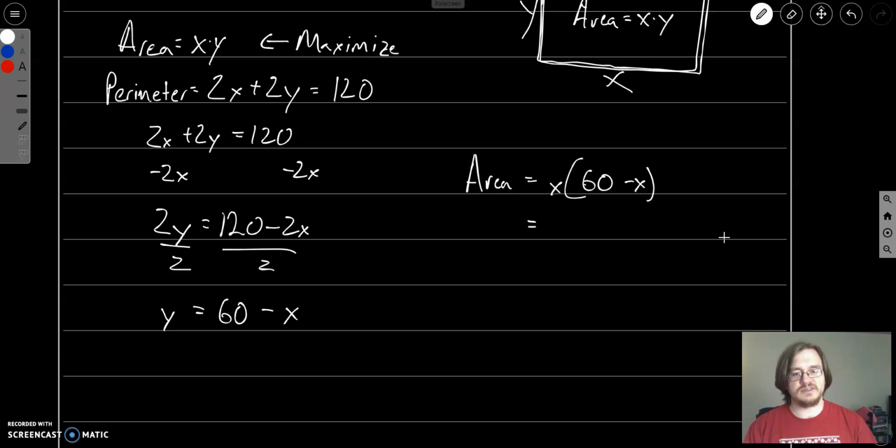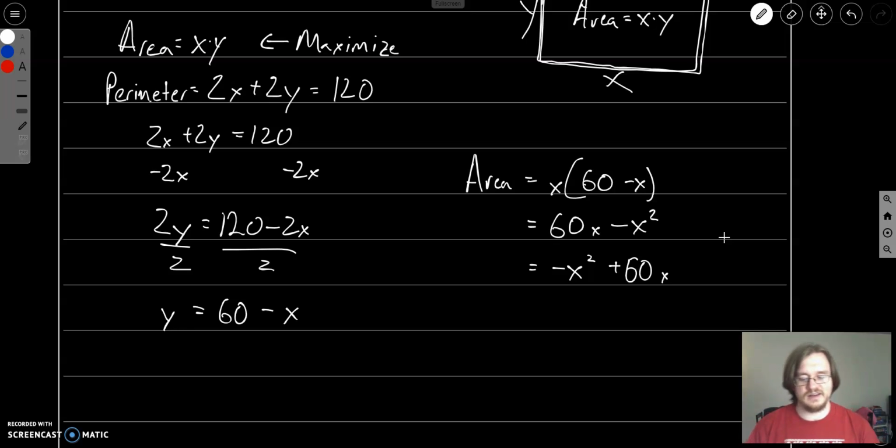And if I distribute, this begins to look more familiar. This will be 60x minus x squared. But maybe I'll shift this around so that we'll have minus x squared plus 60x. And this begins to look like our quadratic functions, and we can find the maximum of the quadratic function. Again, our first value is negative, which means that our quadratic function is going to open down. So we do have a maximum.